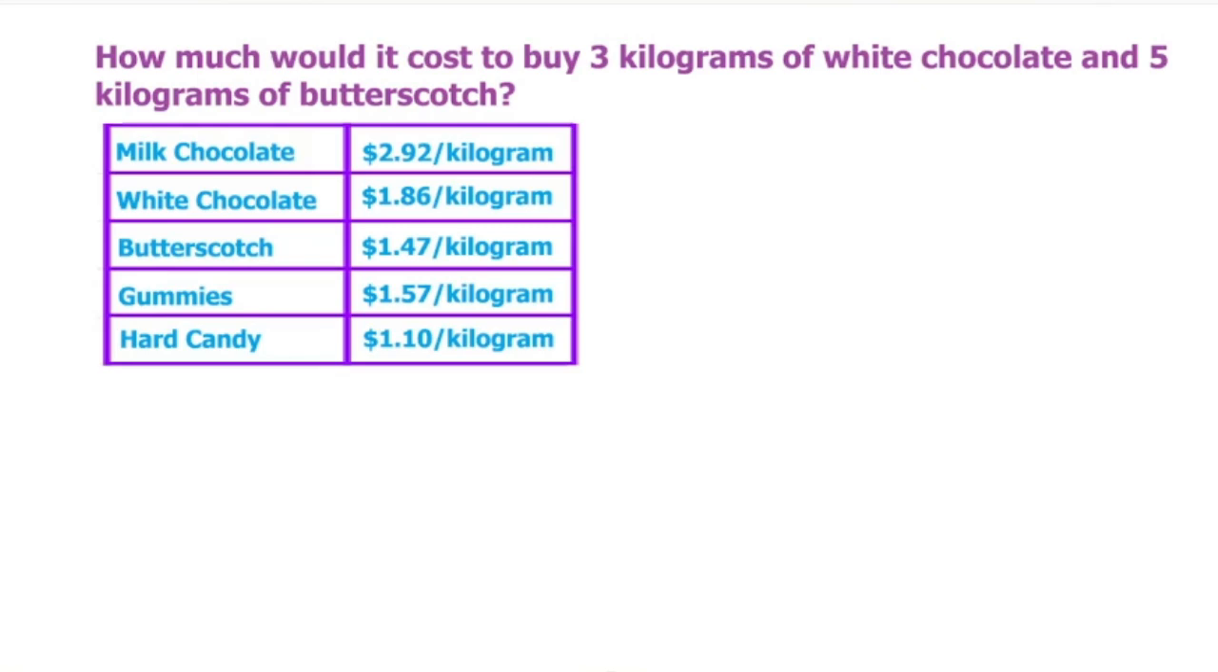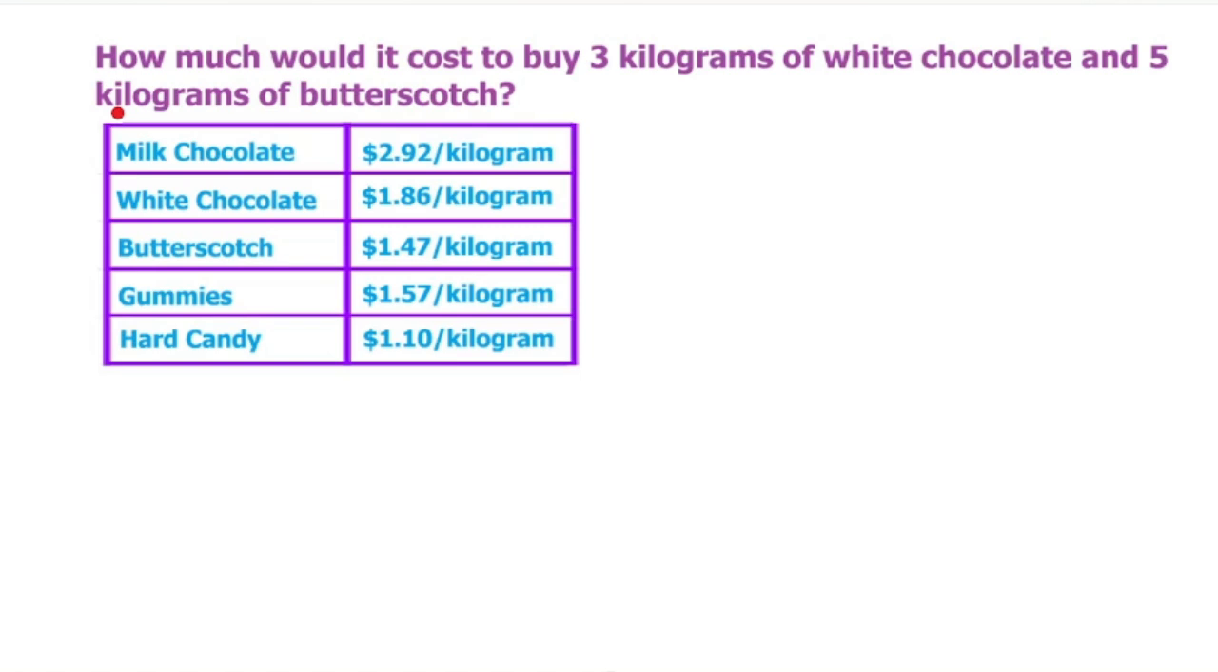In this video, we're going to work on a list of prices, but in this video, the prices are price per unit. So we have a list here that shows different types of chocolate and candy, and these are the prices per kilogram. So if we have a problem that says how much would it cost to buy 3 kilograms of white chocolate and 5 kilograms of butterscotch, we could see that we need to find the white chocolate and the butterscotch.